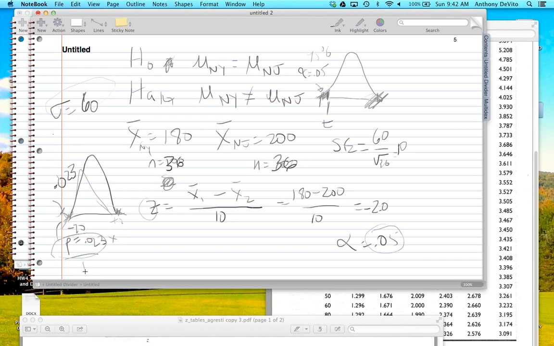So I multiply that by 2, so my p-value is equal to 0.046. So that means I have a 4.6% chance of being wrong if I reject my null hypothesis. Well, anything less than 5% chance of being wrong is acceptable to me. So as long as my p is less than my alpha, I reject the null hypothesis and I accept the alternative hypothesis. Let me just take a quick look at the questions here.